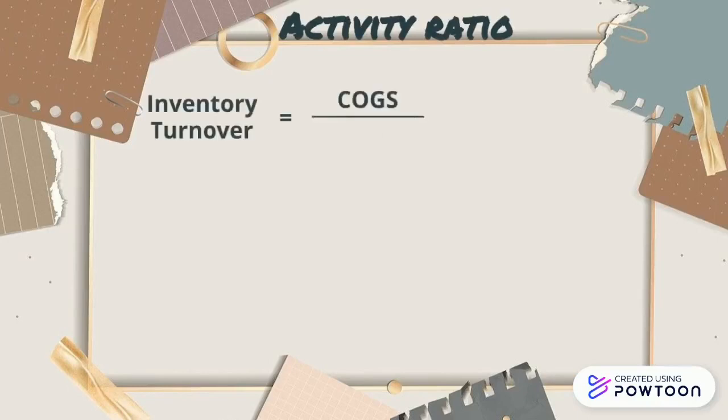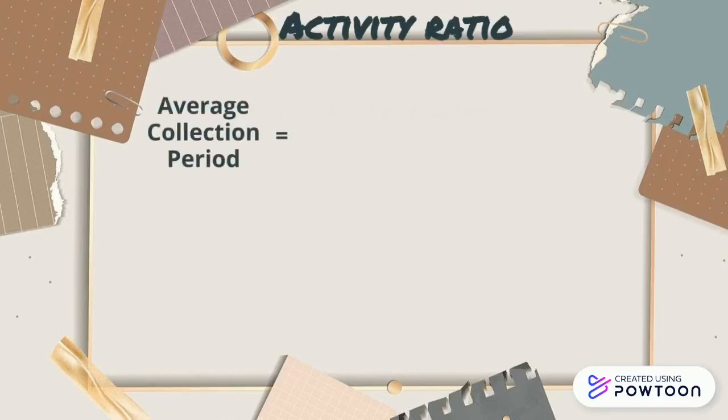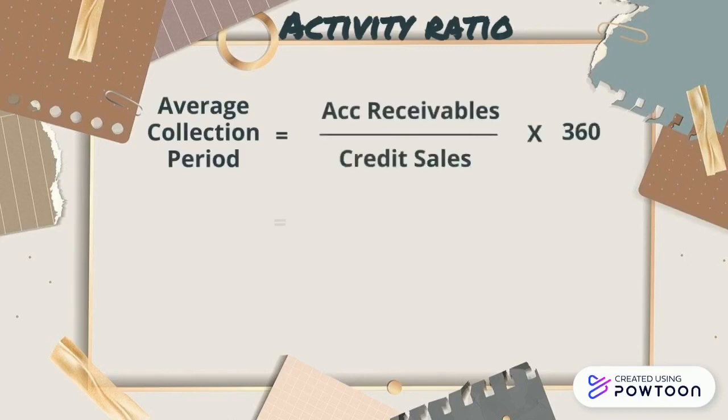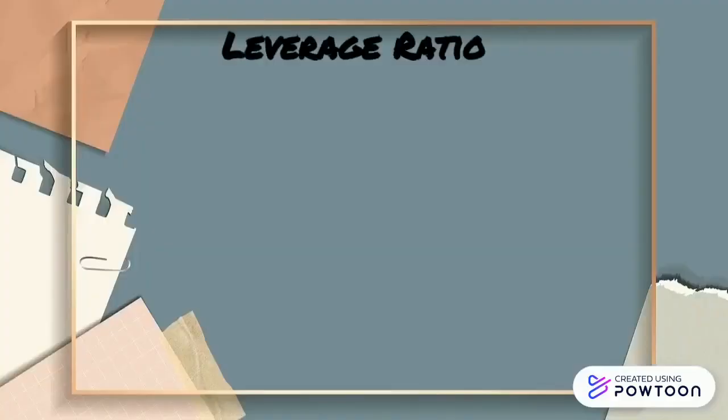Second ratio is activity ratio. The formula for inventory turnover is cost of goods sold divided by inventory, and the final answer is 4.86 times. After that is average collection period, with the formula account receivable divided by credit sales times with 360, and the final answer is 53 days.